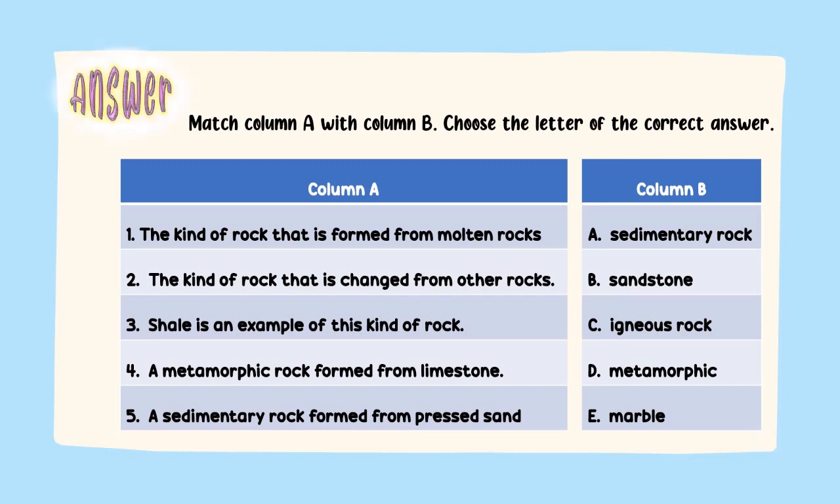Let us answer. For number 1, the kind of rock that is formed from molten rocks, it is letter C, igneous rocks. 2, the kind of rock that is changed from other rocks is letter D, metamorphic rock. Number 3, shale is an example of this kind of rock is letter A, sedimentary rock. Number 4, a metamorphic rock formed from limestone is letter E, a marble. And last, a sedimentary rock formed from pressed sand is letter B, a sandstone.